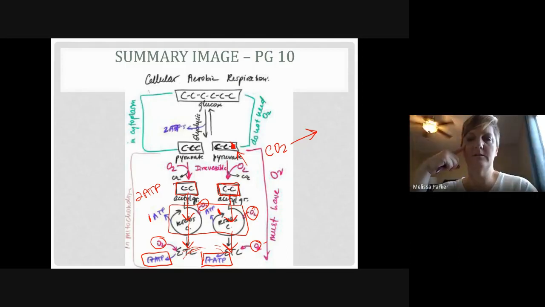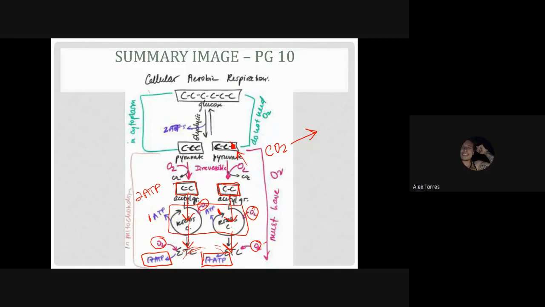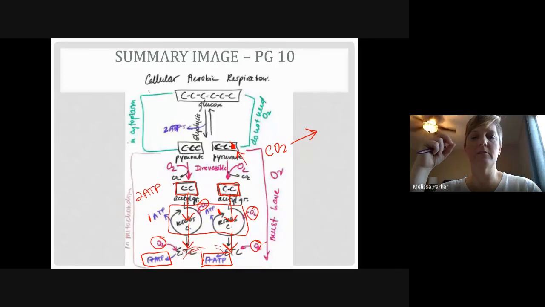Yes. All right, so let's do a little check just to make sure. How many ATP will glycolysis create total? 2. How many ATP will the Krebs cycle? 2. And what about the ETC? 17.